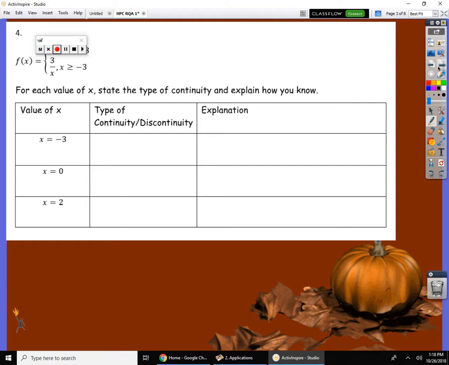Where is the one point of transition? Where's the one point of transition? -3.